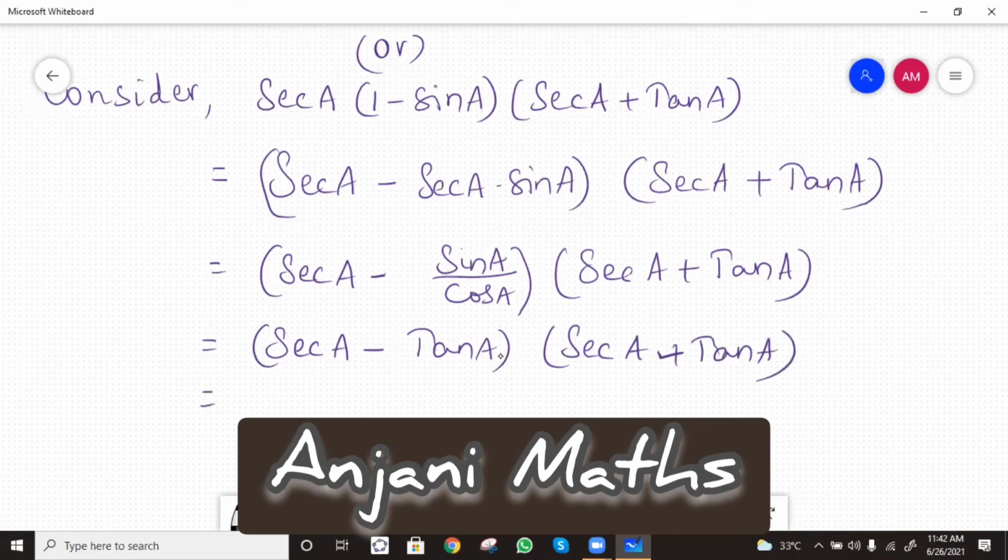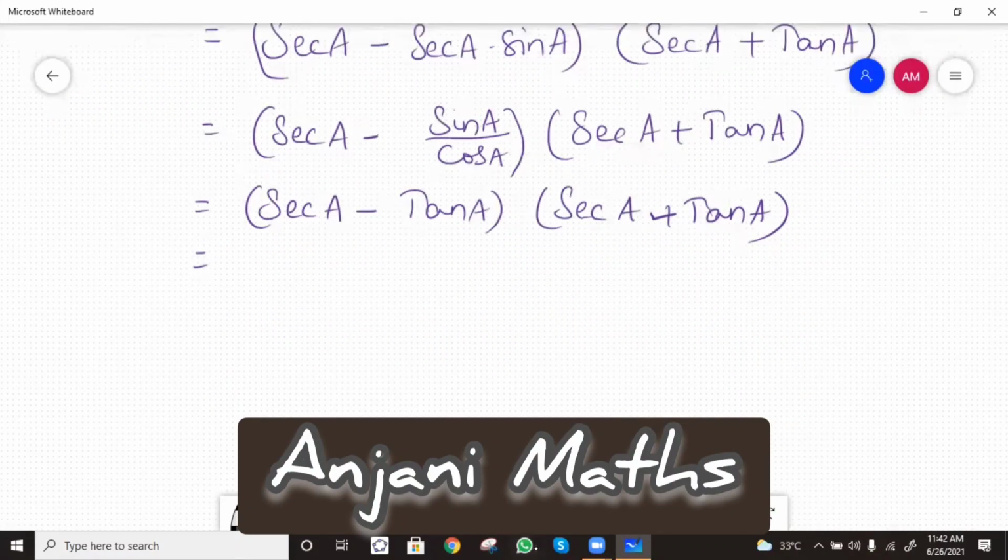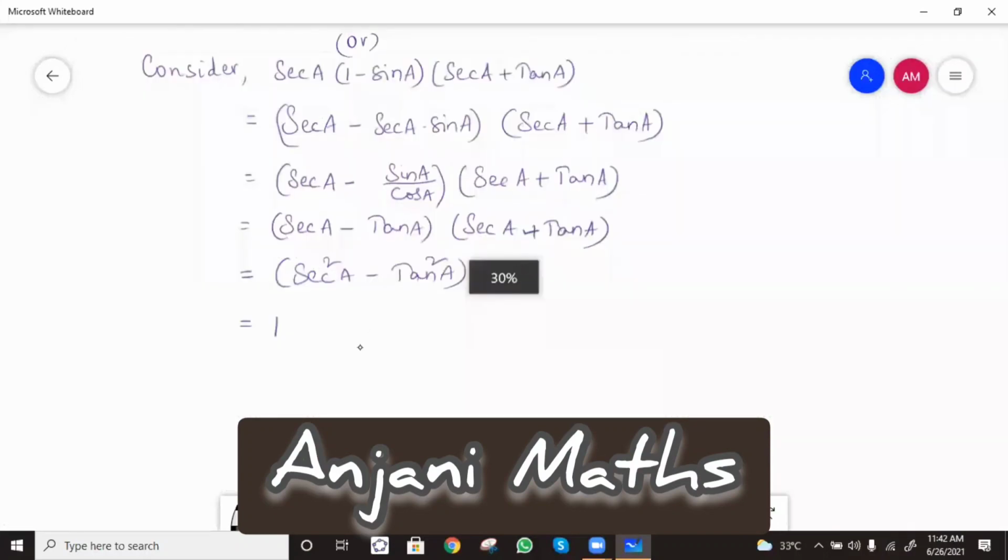So this is A minus B, and this is A plus B. What is A minus B into A plus B? A square minus B square. So it will be secant square A minus tan square A. Isn't it? What is secant square A minus tan square A? It's nothing but 1. This is another trigonometric identity: secant square A minus tan square A is equal to 1.